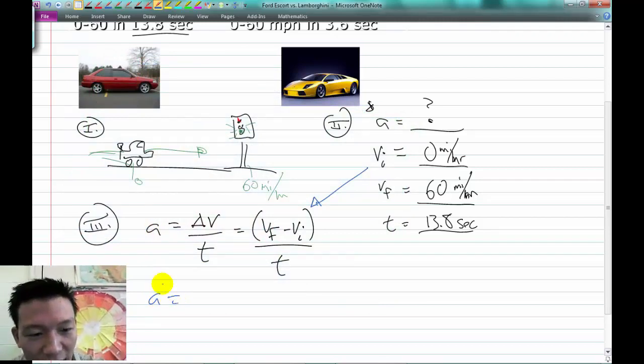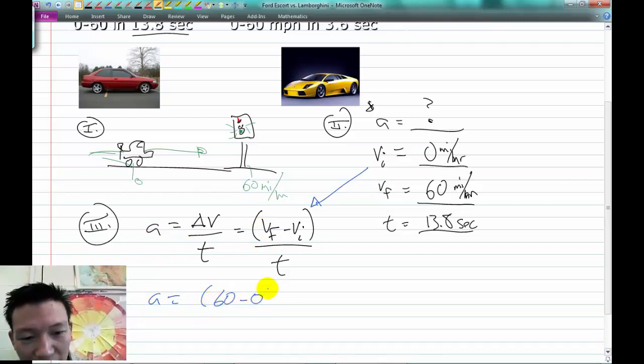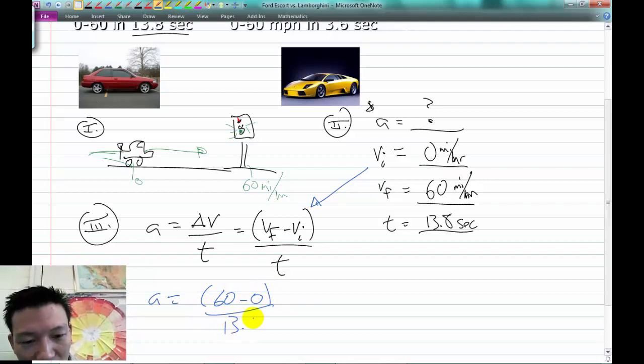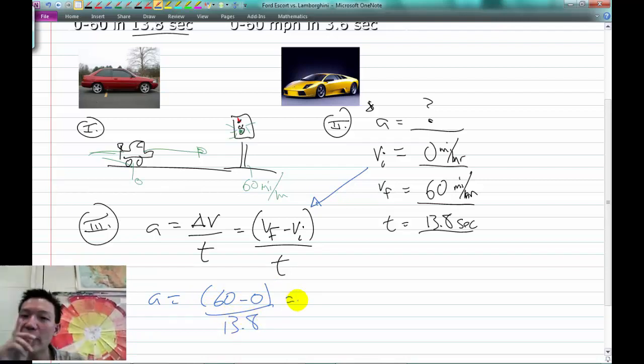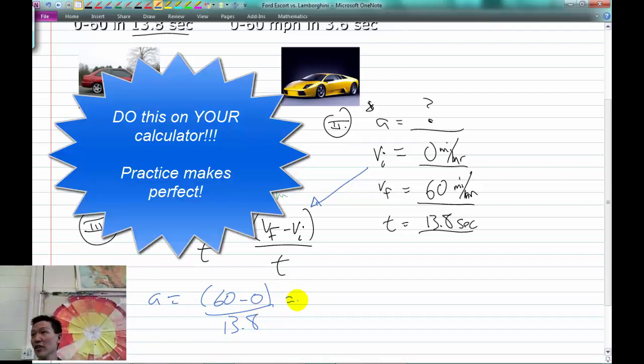What do we put in for A? That's A. That's what we're solving for, right? What's VF over here? 60. What's VI? 0, and the time is 13.8. We'll just put on the units at the very end. Make it a little bit easier here. So now let's get out our calculators. Let's punch it in.